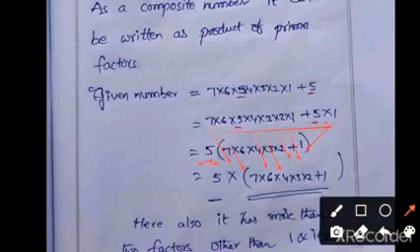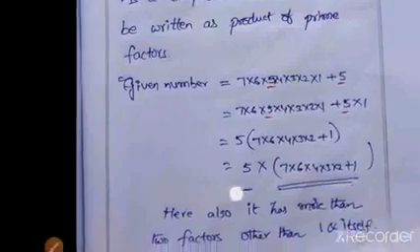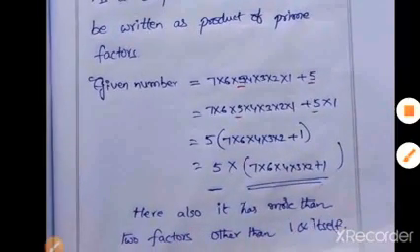And one thing: 5 into this whole value of something. We do not need to calculate this value. See here, 5 is one factor and this value is another factor. So it also has more than 2 factors, other than 1 and itself. That's why this number can be called a composite number.